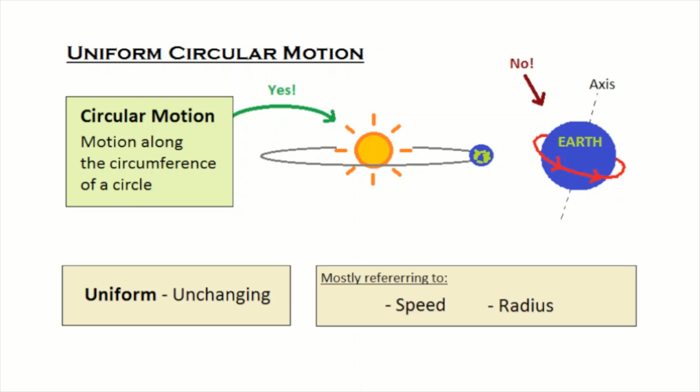Know that the word uniform means unchanging. As it relates to circular motion, there are two things that are not changing about the object. It's a constant speed, meaning it's not getting faster or slower, and it's a constant radius. It's not getting closer to or further from the center of the circular path.